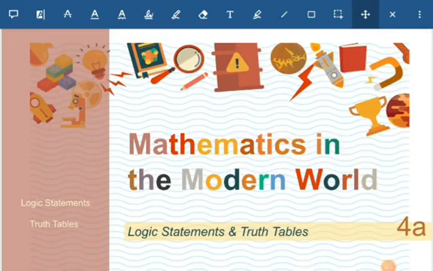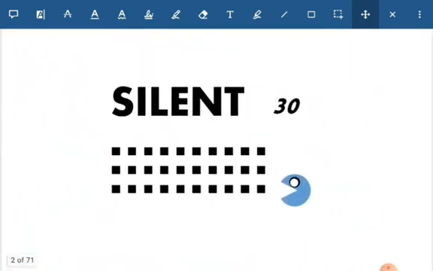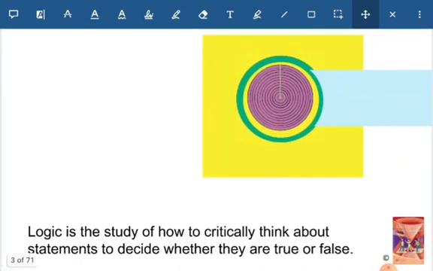So in this particular module, let's talk about logic. This module will come in two parts. During the first part, I will introduce logical statements and truth tables. So when I say logic, you might ask, what do I mean? So this is the study of how to critically think about statements to decide whether they are true or false.